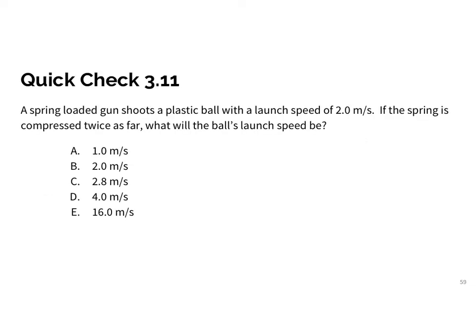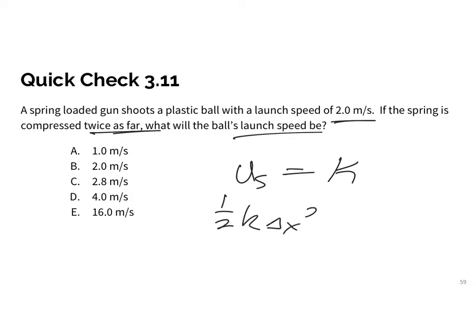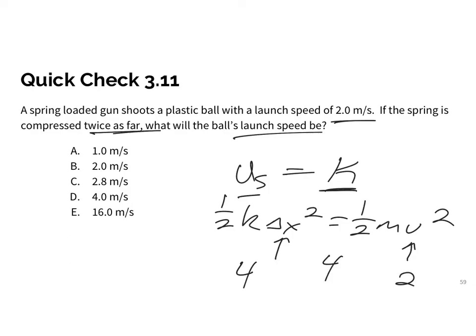So we've got a quick check. A spring-loaded gun shoots a plastic ball with a launch speed of 2 meters per second. If the spring is compressed twice as far, what will the launch speed be? Well, this is a perfect example of potential energy, or elastic potential energy rather, becoming kinetic energy. This is going to be 1/2 k delta x squared, and that's going to be 1/2 mv squared. So the spring energy becomes kinetic energy. If I double how far it compresses, I quadruple the amount of energy, which means I'm going to double the velocity, because that'll quadruple the amount of kinetic energy. So it'll be from 2 to 4 meters per second.